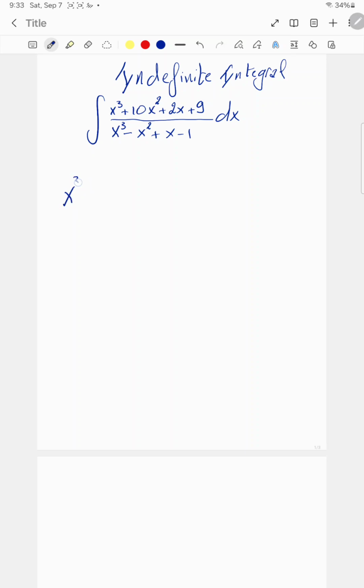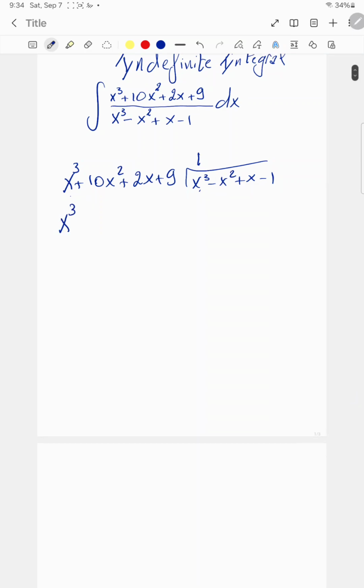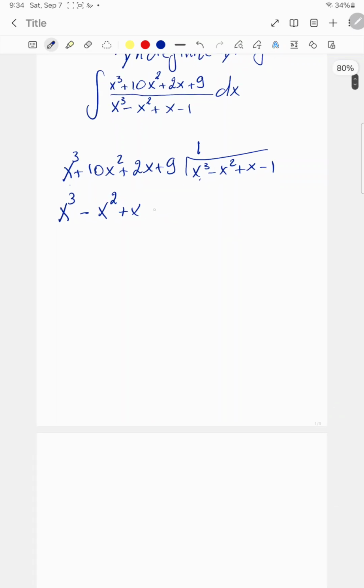So I have x to the power of 3 plus 10x to the power of 2 plus 2x plus 9 divided by x to the power of 3 minus x to the power of 2 plus x minus 1. So here I want to multiply x3 here by something to have this x3, and that something will become 1. So 1 times x3 is x to the power of 3, 1 times minus x2 is minus x2, and 1 times x is x, and then 1 times minus 1 is minus 1, and then I subtract everything.